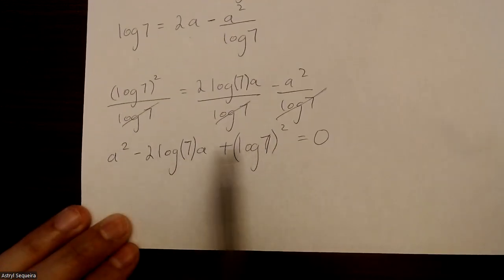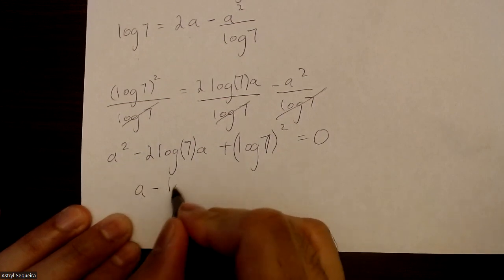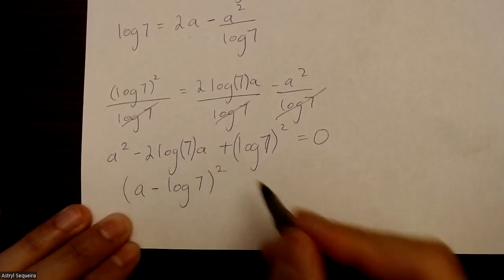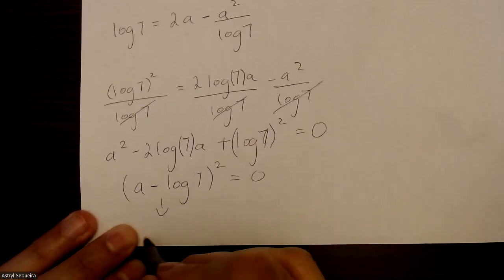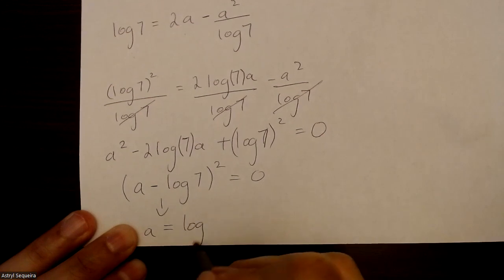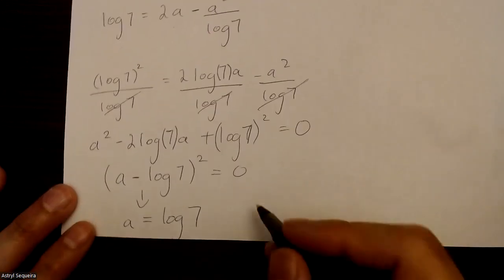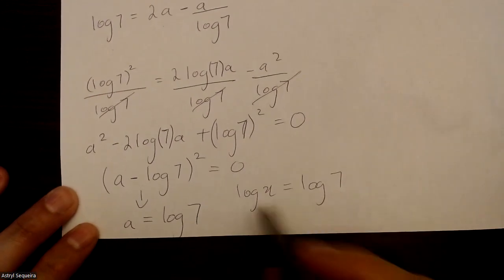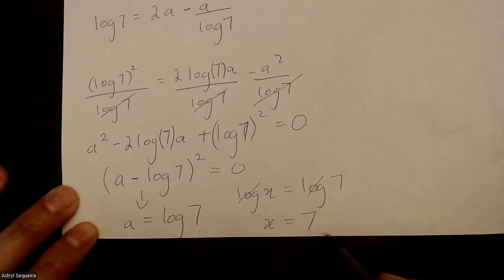So now we need to factor this. This is pretty simple to factor. This is actually just a perfect square. It's just (a minus log 7) squared, which makes our solution of a just equal to log 7. And then I just have to replace the a with log x. So I get log x equals log 7, log on each side, and cancel it out, which means my final solution is just x equals 7.